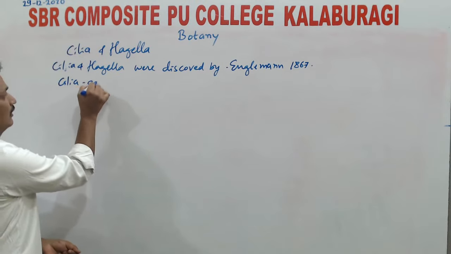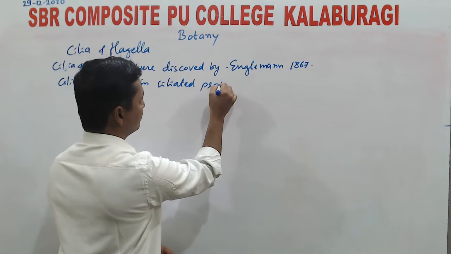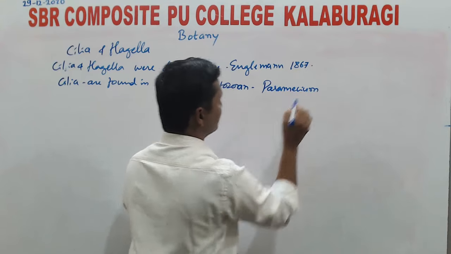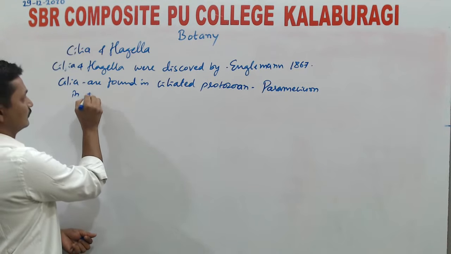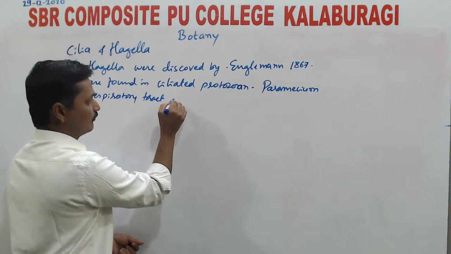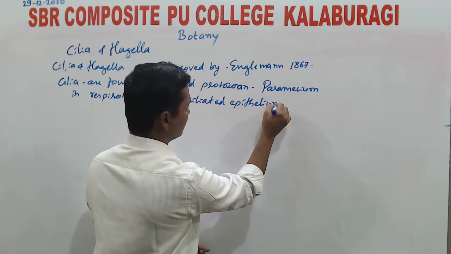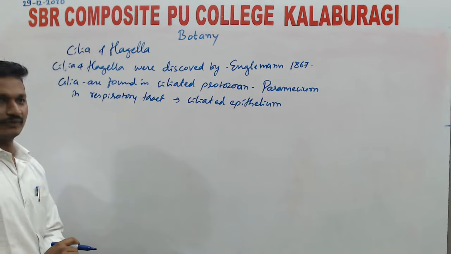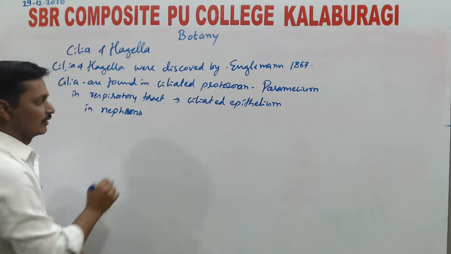Cilia are found in ciliated protozoans. Which one is that? Paramecium. Cilia are also found in the respiratory tract, in the form of what? Ciliated epithelium. In our respiratory tract, we find a large number of cilia in the form of ciliated epithelium. Also found in the nephrons of kidneys.